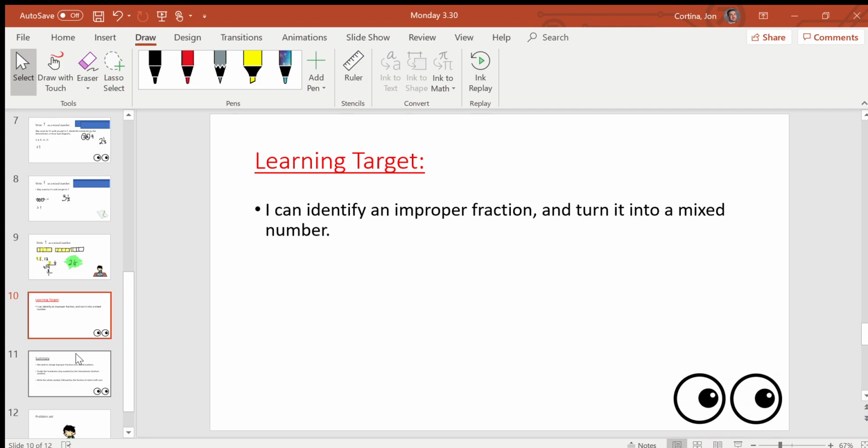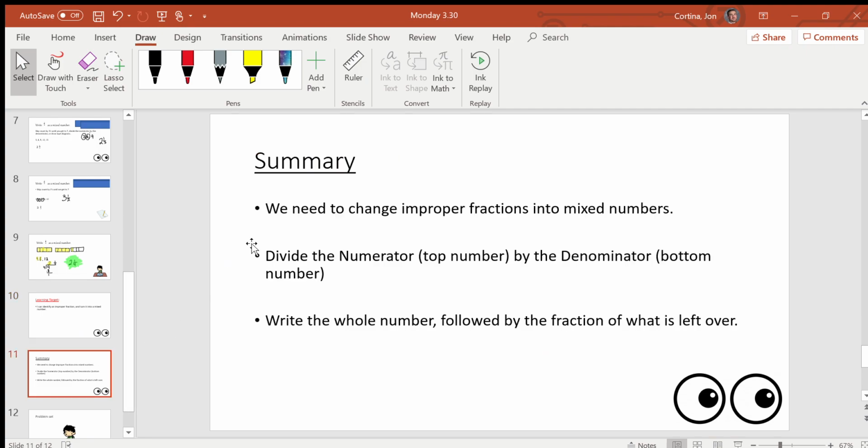Nice job. So today's summary. We need to change improper fractions into mixed numbers. We can divide the numerator, or the top number, by the denominator, or the bottom number. And we're writing the whole number followed by the fraction that is left over.